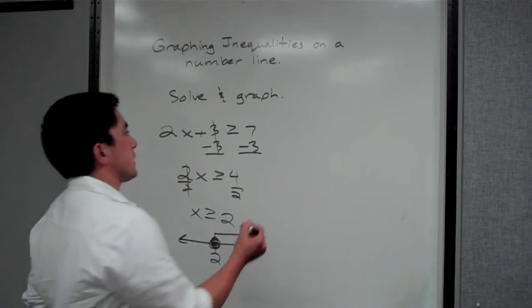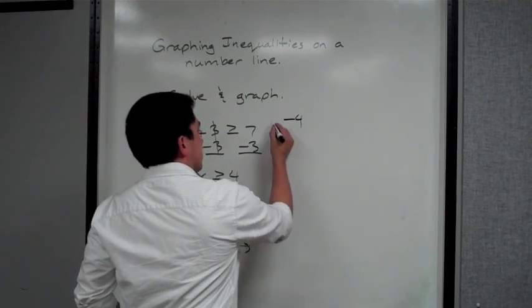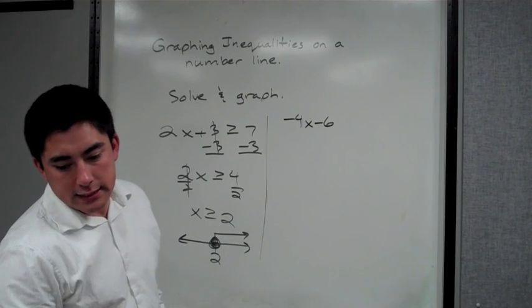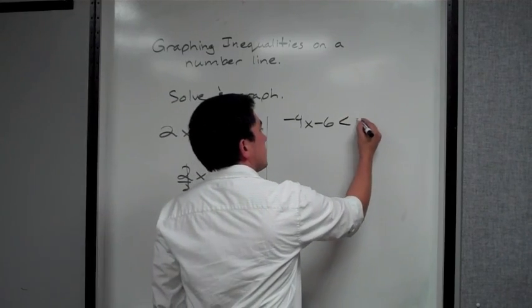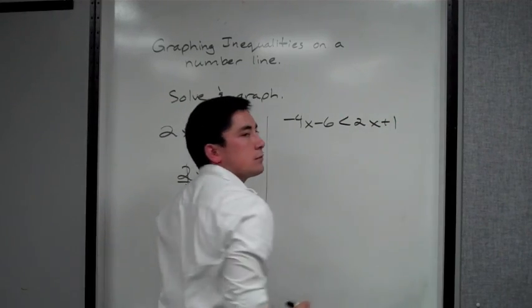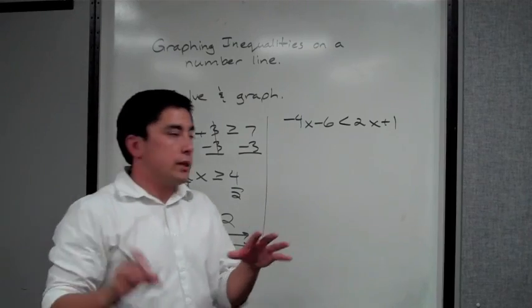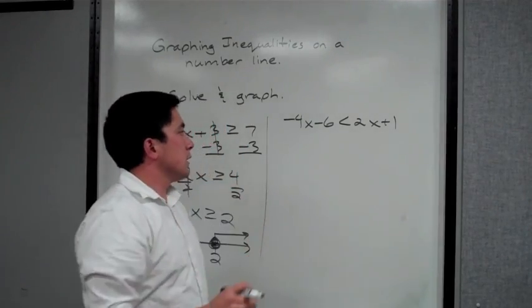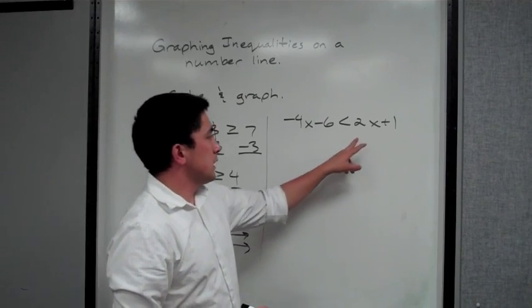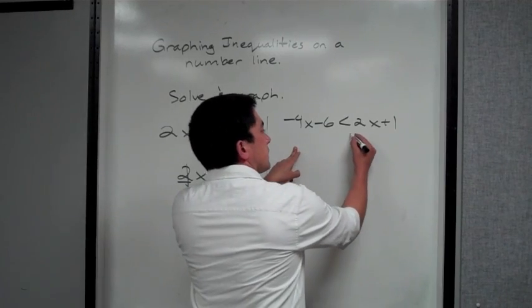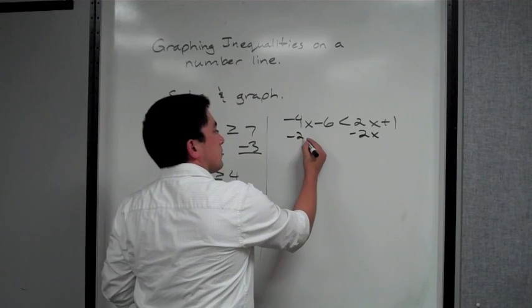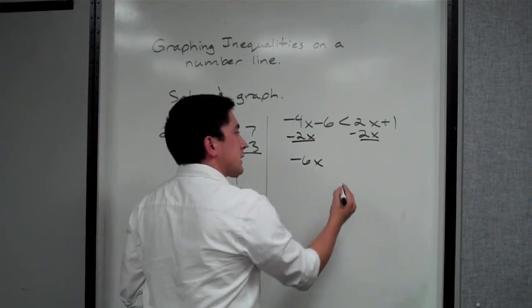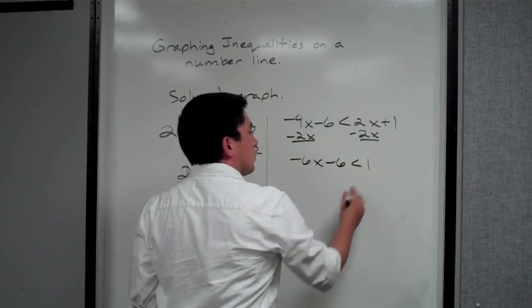Now, if I were to give you this though, so -4x minus 6 is less than 2x plus 1, okay? So again, don't freak out. Still the same thing as if it were like an equal sign, how to move stuff across the inequality symbol. So I can move the 2x by subtracting. So it gives me -6x minus 6 is less than 1.